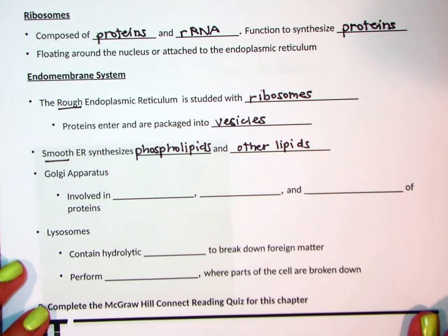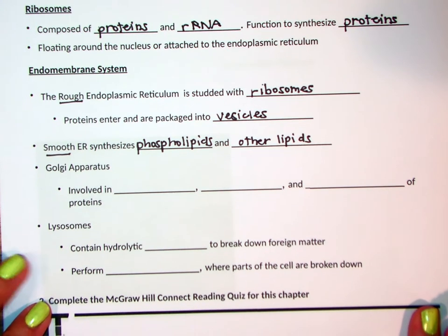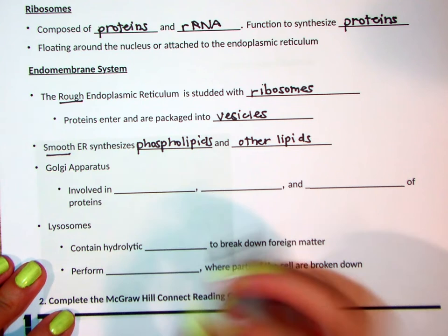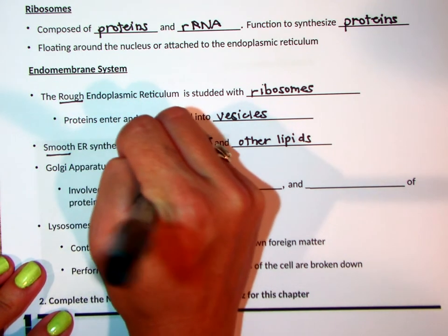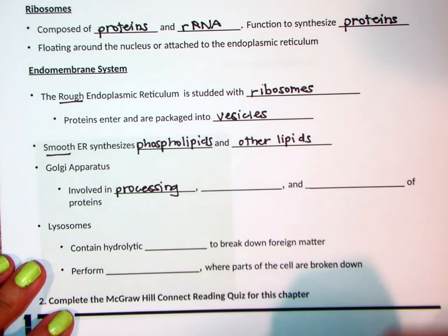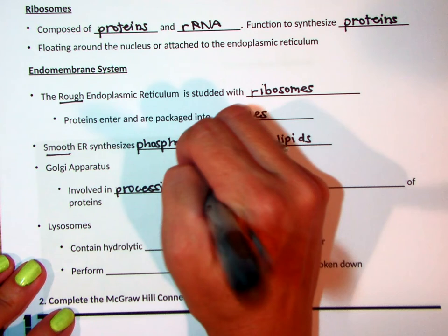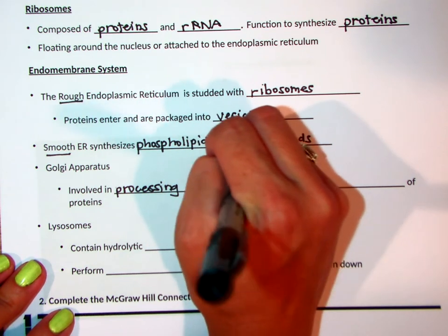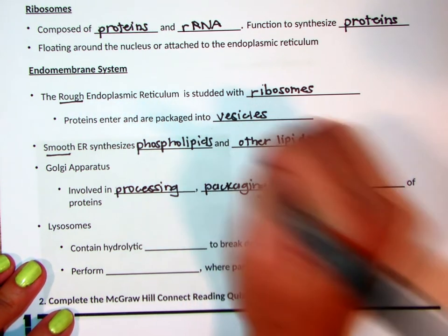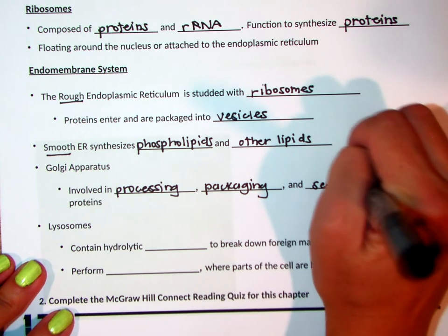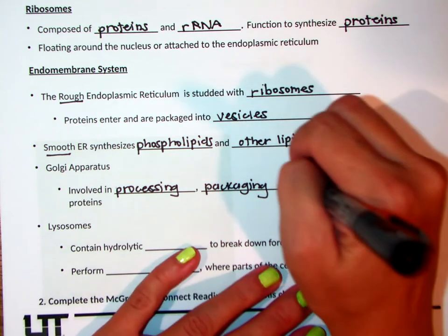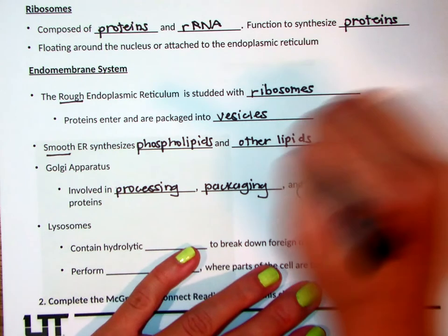And another part of the system is the Golgi apparatus. So that is involved in the processing, packaging, and secretion of proteins. And I'm going to circle the word secretion because that's going to be important later.